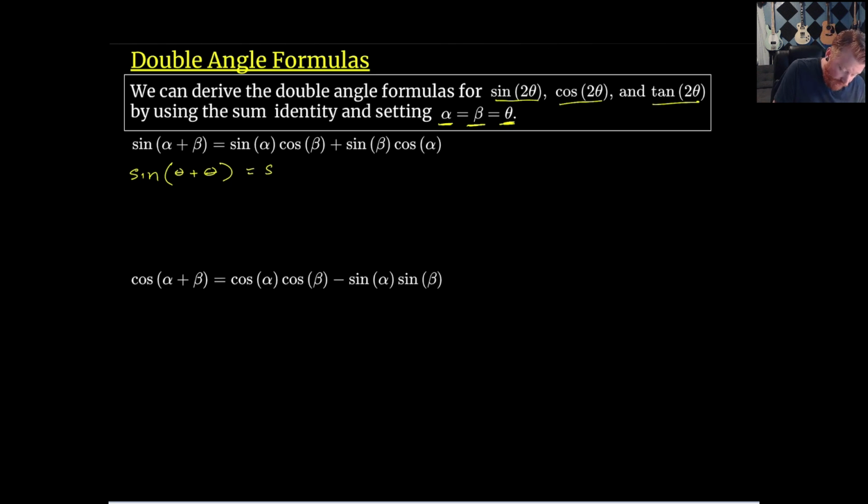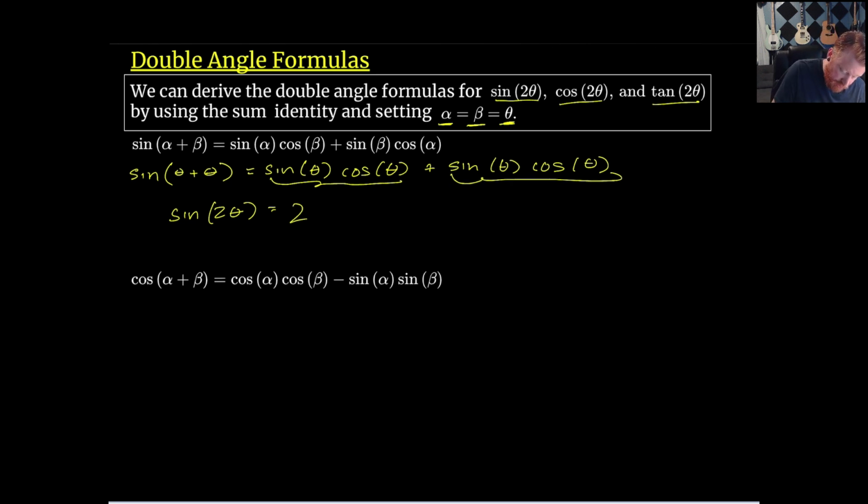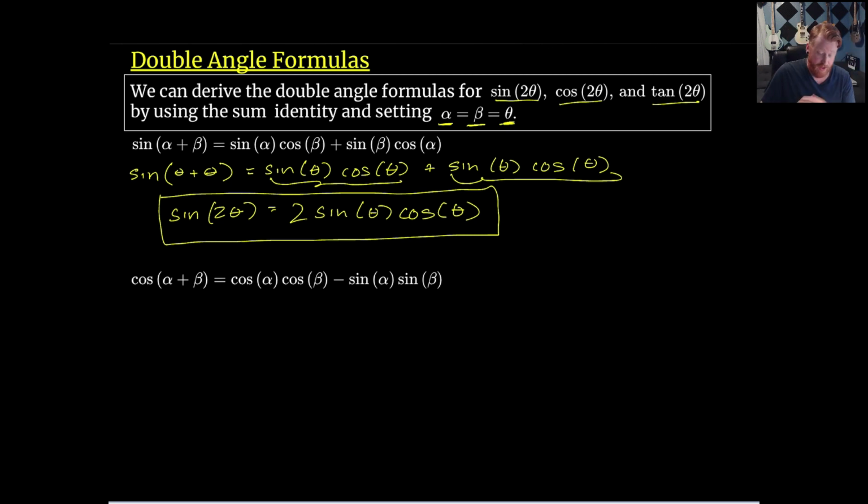If I rewrite what the sum identity tells us here, we would get sine of theta, cosine of theta, remember alpha and beta are the same now, they're both theta, plus sine of theta, cosine of theta. If I simplify the left-hand side, I have sine of 2 theta. On the right-hand side, I have exactly the same thing being added to itself, so I have 2 sine of theta, cosine theta. So there we go, here is our double angle identity. If we know something about sine of theta and cosine of theta, then we can figure out the sine of 2 theta. We could double that angle.